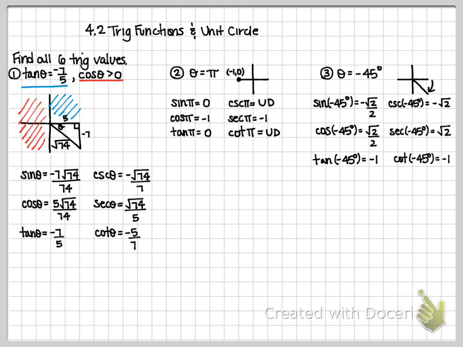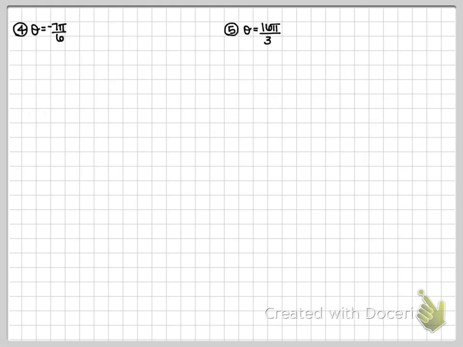Let's take a look at the next one. Okay, so a couple more examples, and then we'll be done with this section. So a little bit of practice with the unit circles. Basically all that's happening here. All right, so now I've got a 7 pi over 6 or a negative 7 pi over 6.